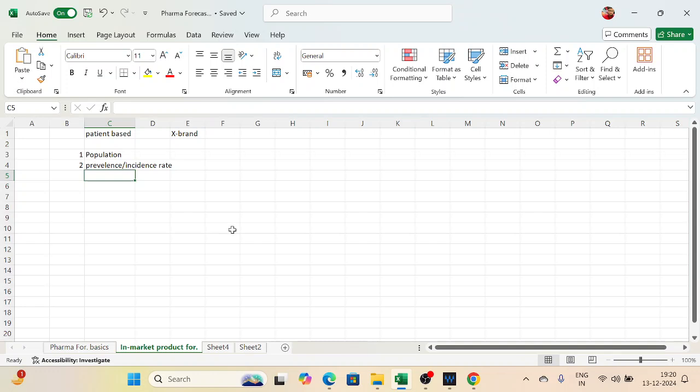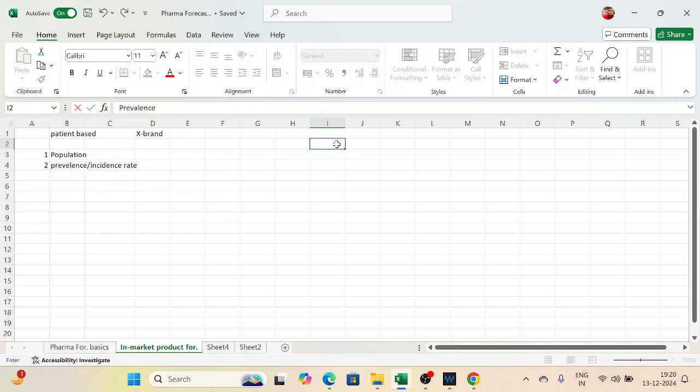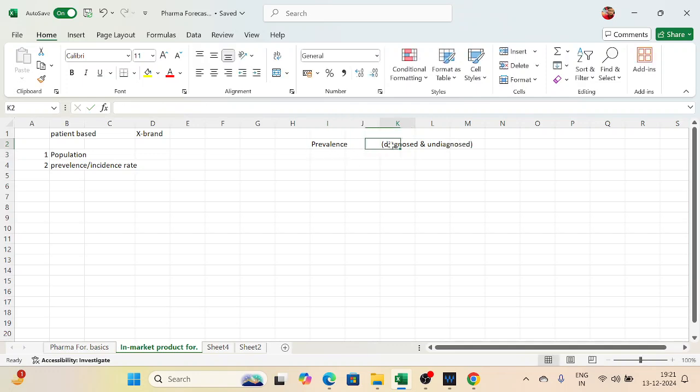So what do you understand by prevalence? Most of you might know already, but still we are going to talk about it. Prevalence is that population. From the population, you want to calculate the prevalent population. The prevalent population is both the diagnosed and the undiagnosed cases of a particular disease. Then there is another term called diagnosed prevalence. In diagnosed prevalence, we have only diagnosed cases.